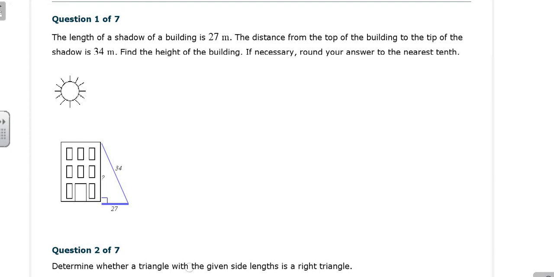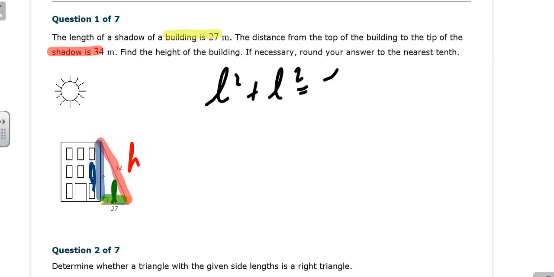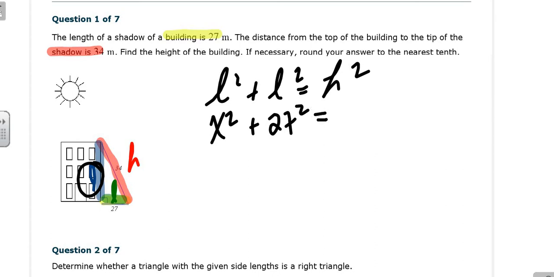First problem says the length of a shadow of a building is 27 meters. The distance from the top of the building to the shadow is 34 meters. That's this. Find the height of the building. That's this right here. So that's a leg, and here is our hypotenuse. We are doing leg squared plus leg squared equals hypotenuse squared. Circle, plug, chug. That's going to be x squared plus 27 squared equals 34 squared.